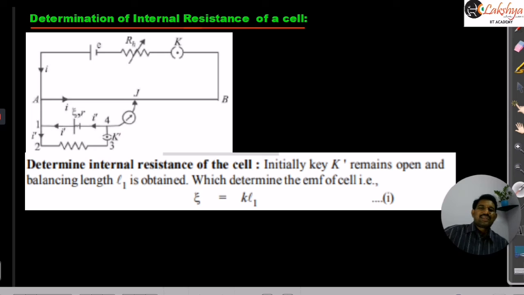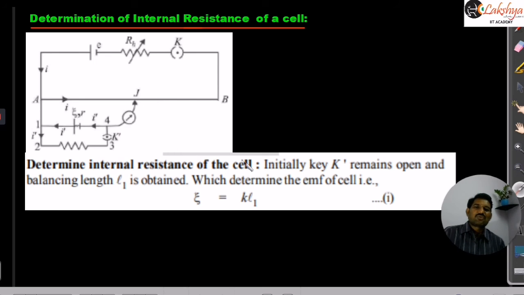So initially our procedure is, that is the only difference here. If you want to find the internal resistance of a cell, that cell is connected in this primary circuit, secondary circuit, and across this a known resistance is to be connected with the plug key. Initially this key is open, so that this resistance is excluded from the circuit. Then we press the jockey at different points and find the balancing point, the balancing length.